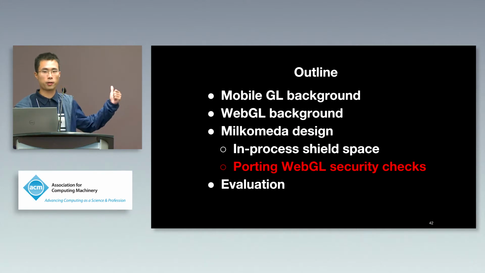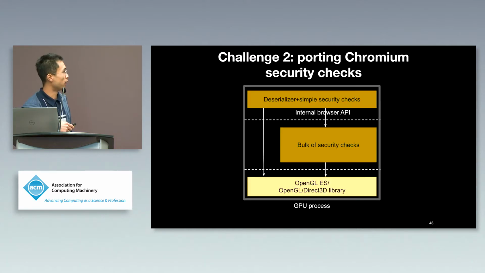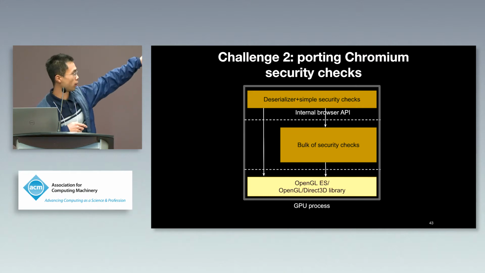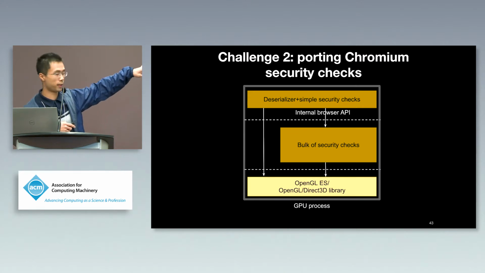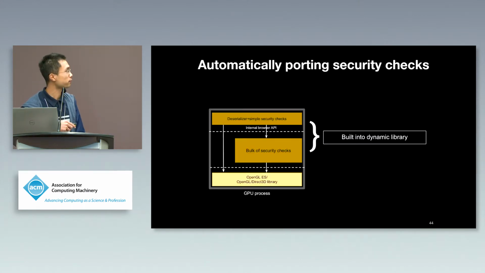I want to show you how we port these WebGL security checks. Remember, we have this GPU process in the browser. Take Chromium for example. On top of the GPU process, there's a deserializer IPC interface. For the API call, it will go to the bulk of security checks, and then it will call the GLES library. For the non-sensitive API, it can just directly go through and call the GLES APIs.